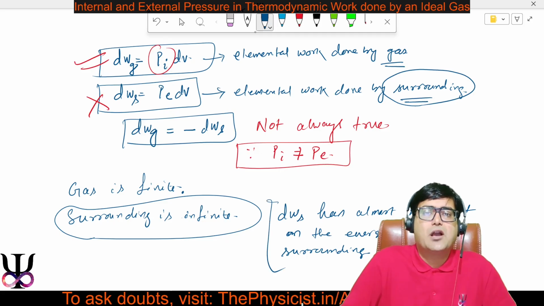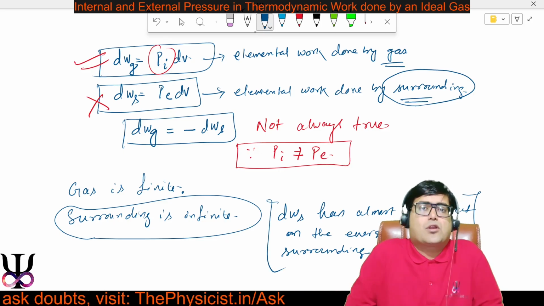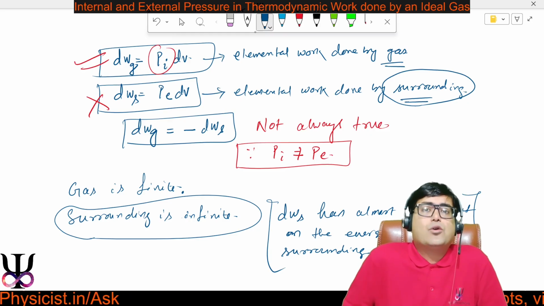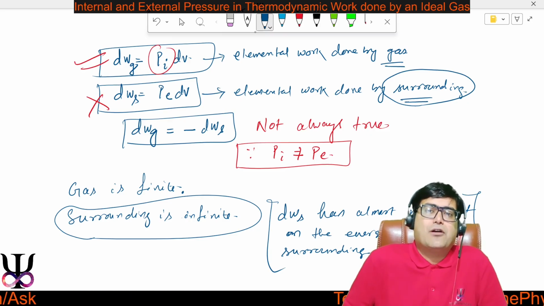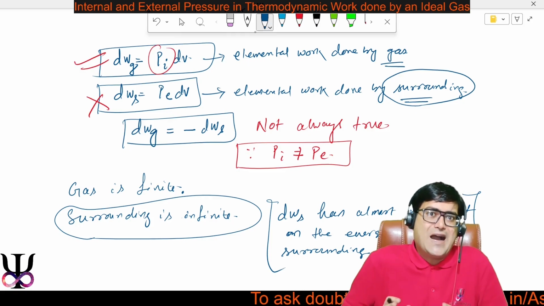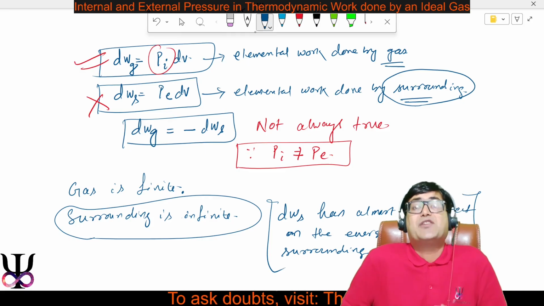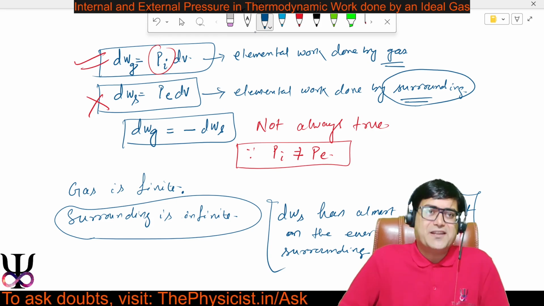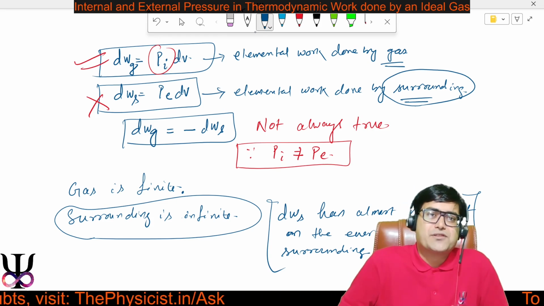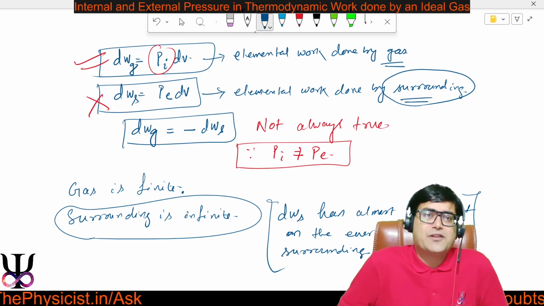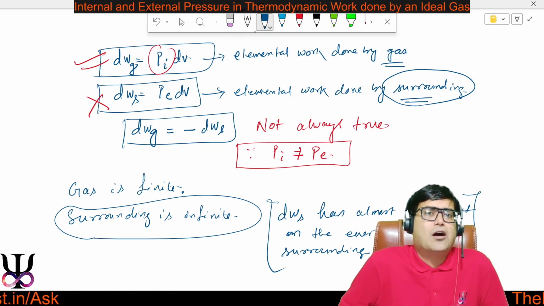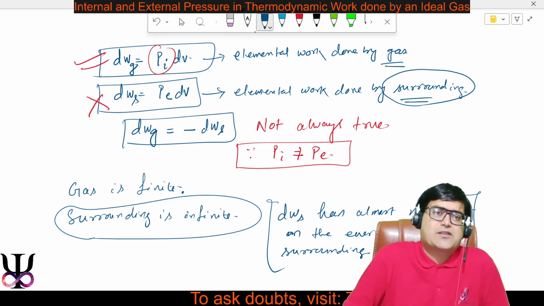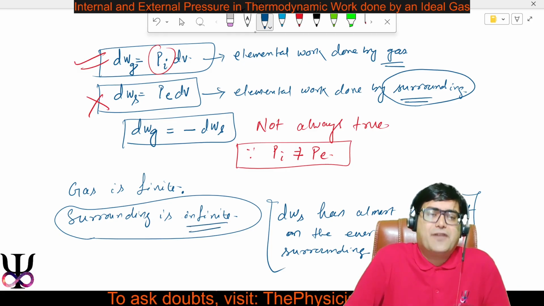It's right. Contrary to what your regular physics or chemistry teacher would have told you, don't even think of taking the external pressure as a fundamental principle. Yes, you will be taking the external pressure in certain situations. I will discuss when, but as a main principle, do not even think of considering the work done by the surrounding, because surrounding is by definition infinite.